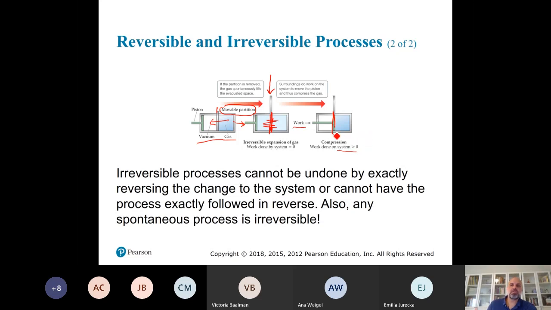Because we basically added energy to the system in order to compress the gas back to its original size. So what we're talking about here is an irreversible process. In order to get it back to its original state, we had to do work on the system. And that's what we're talking about for an irreversible process.